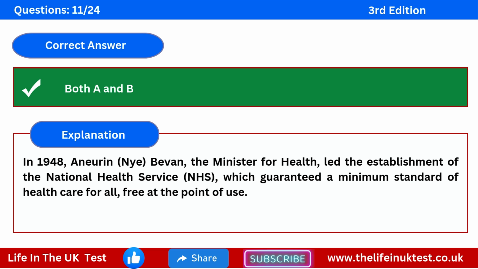The correct answer is both A and B. Explanation. In 1948, Aneurin Bevan, the Minister for Health, led the establishment of the National Health Service NHS, which guaranteed a minimum standard of healthcare for all, free at the point of use.